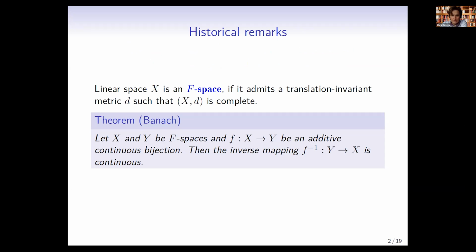By F-space, we understand the classical definition, namely a vector space which admits a translation invariant metric such that with this metric the space X is complete. And a well-known theorem of Stefan Banach tells us that if we have two F-spaces, and f is an additive and continuous bijection, then the inverse mapping is also continuous.